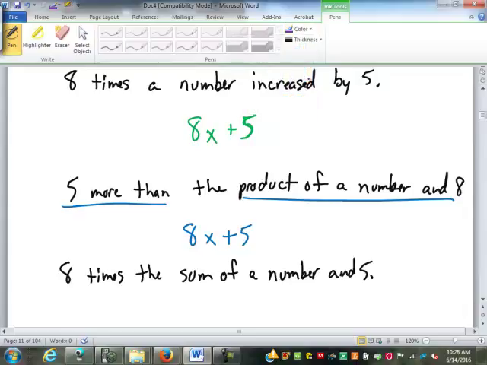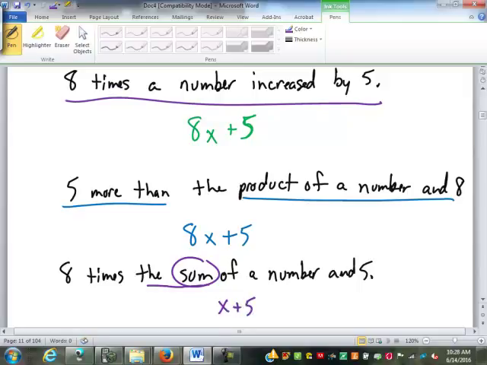This one appears to be the same, but it's not. The wording is very similar to this first one, except we have this in here, 8 times the sum. The sum is the result of an addition problem. So 8 times the sum is saying we multiply by 8 the result of adding a number and 5. So we add the number and 5, x plus 5, first, and then we multiply it by 8. How do we indicate that? We have to put it in parentheses to say we do the x plus 5 first, then it is multiplied by 8. That one usually catches people.